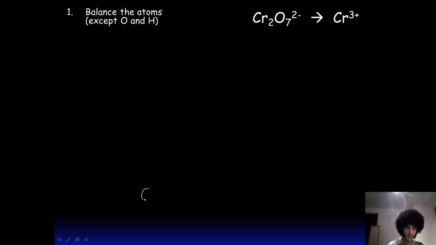Now it's Cr2O7 2 minus. Now that makes Cr3 plus. Now in this case I've got 2 chromes here, but only 1 here. So I need to balance that first. So I'm going to put a 2 there.